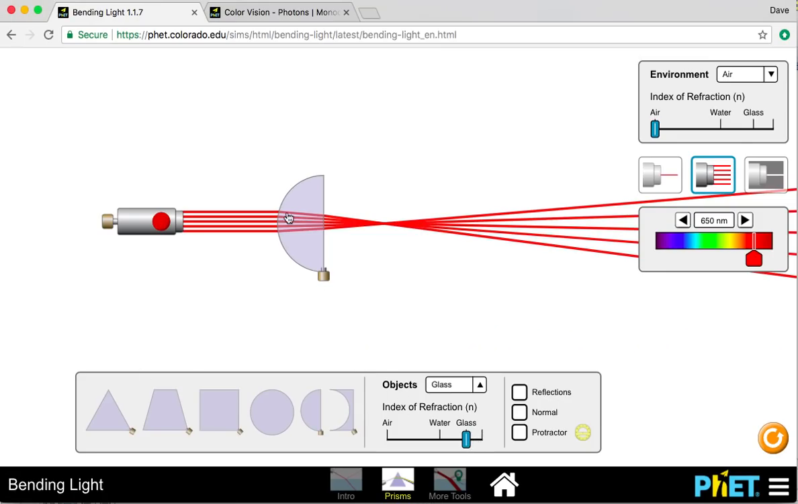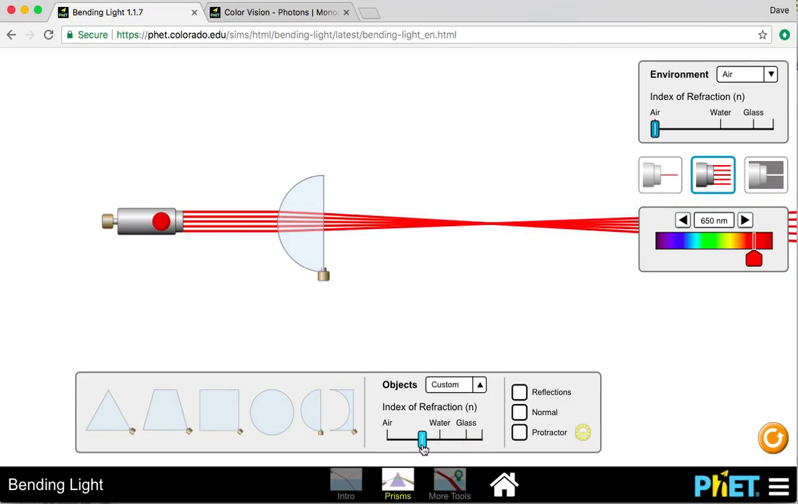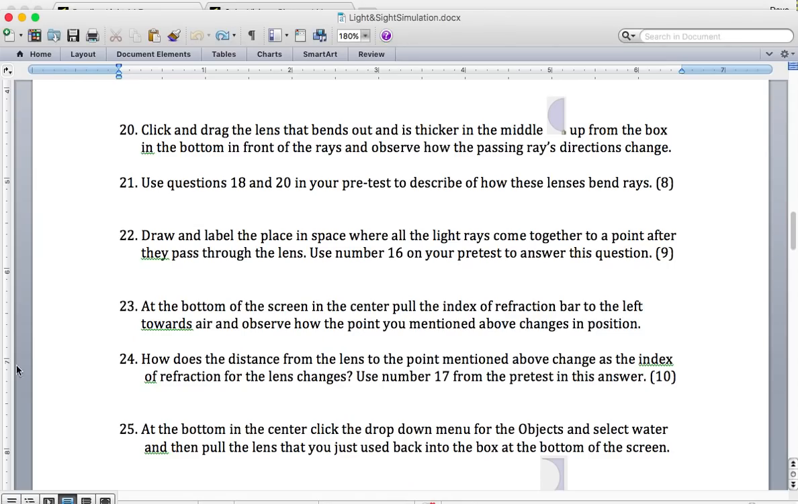Alright, so as I decrease the index of refraction, which really says how much these light rays bend, what's going to happen to this focal point? It's getting further away. So what that means is the focal length is increasing. That's the distance from the center of the lens to the point of convergence. Where that point is, how far away it is, that focal length gets larger as the index of refraction gets smaller.